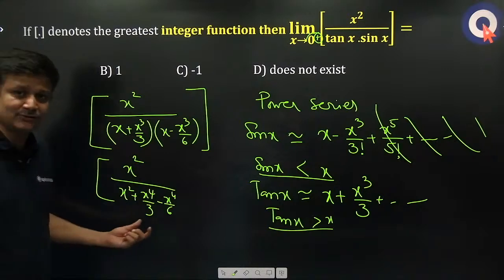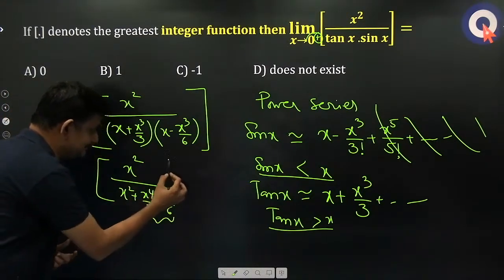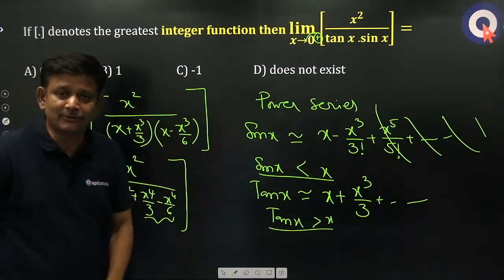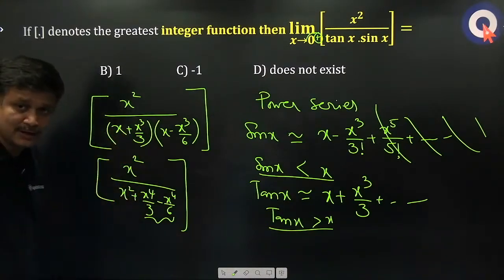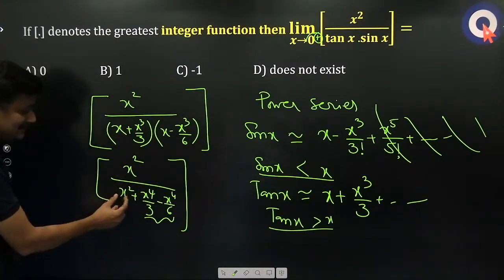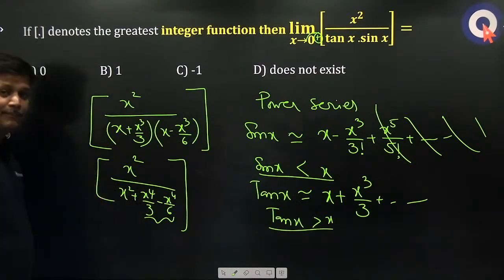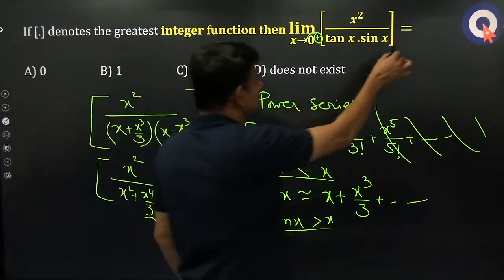So is this a positive number or a negative number? This is a positive number, because the x power 4 term is there, so you can ignore the higher powers of x. So this is a positive number. Which one is more, numerator or denominator? Denominator is x square plus some positive number. So the denominator is more. This number is less than 1, hence this answer is 0.